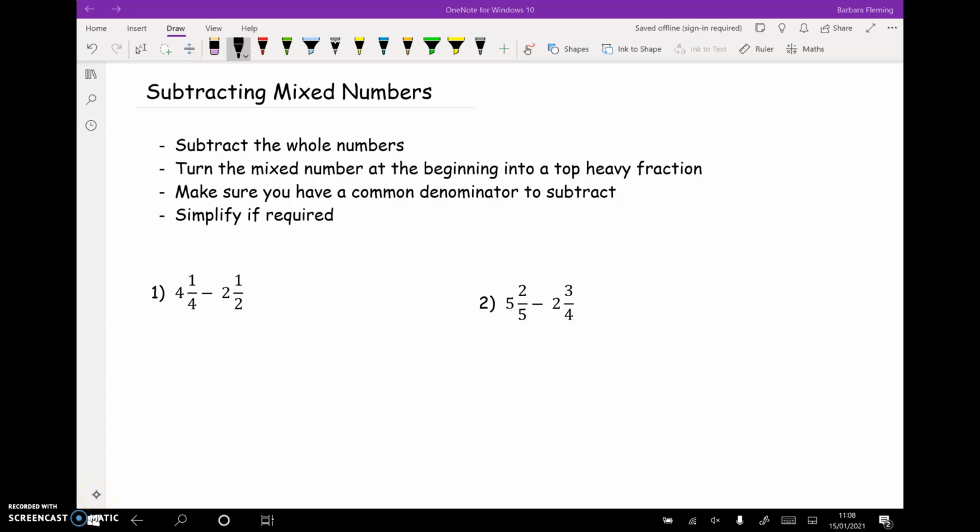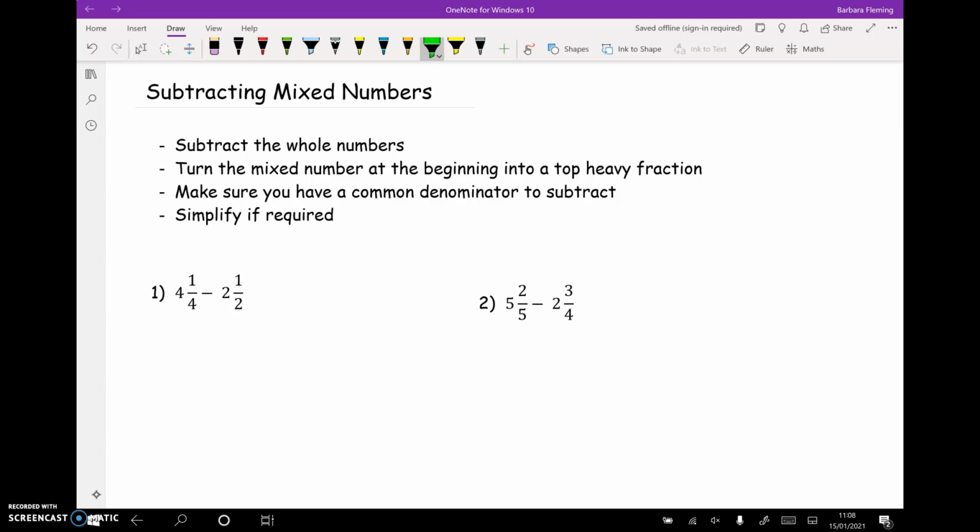In this video, we're going to look at one way of subtracting mixed numbers. So what we're going to do is subtract the whole numbers. You then turn the mixed number at the beginning into a top-heavy fraction. You make sure you have a common denominator to subtract fractions as always, and then simplify if required. The reason I do it this way is that it avoids any negative fractions that you have to deal with, but there are other ways of going about doing it too.